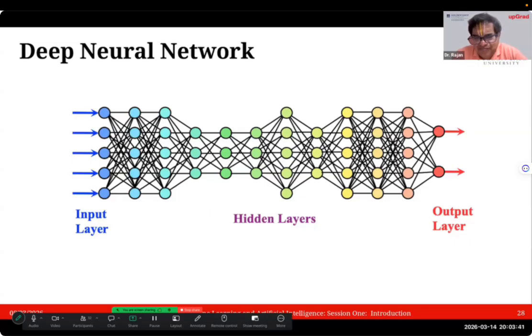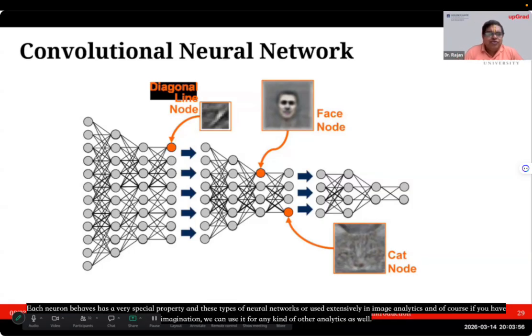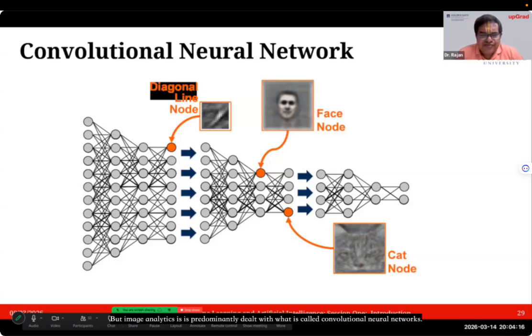Then we have some specialized neural networks, neural networks that can do special types of tasks. One of the most common is the convolutional neural network. Each neuron has a very special property, and these types of neural networks are used extensively in image analytics. Of course, if you have imagination, we can use them for any other kind of analytics as well, but image analytics is predominantly dealt with by convolutional neural networks.